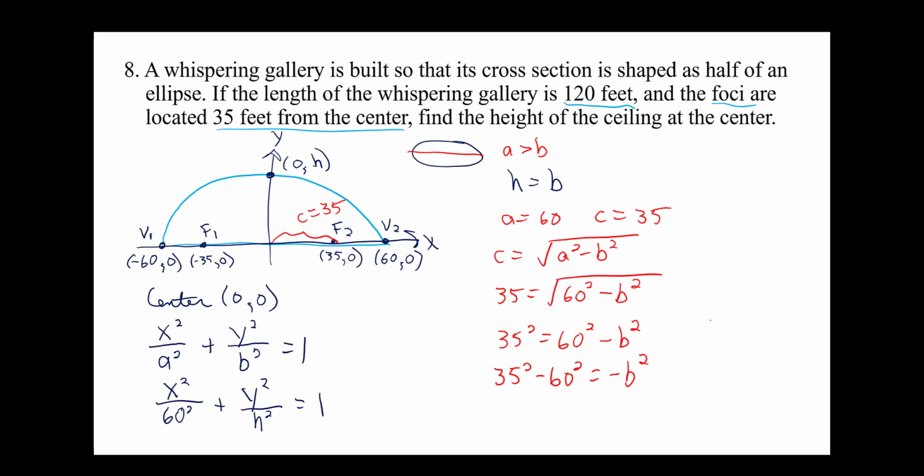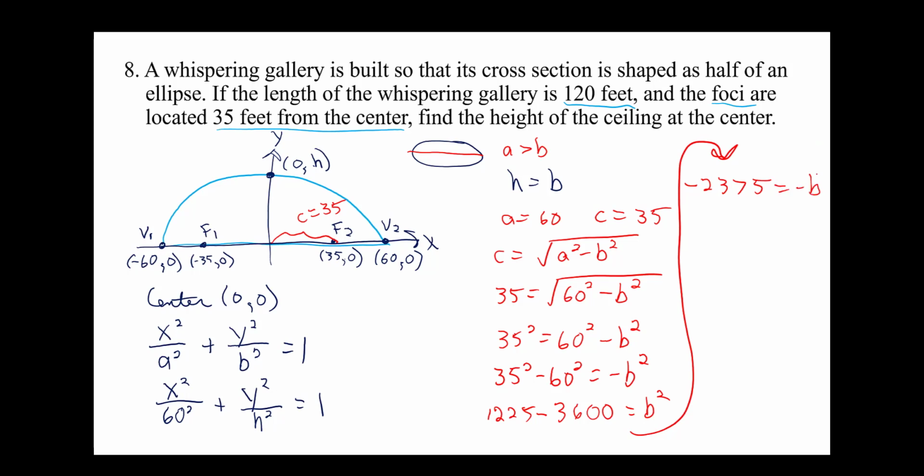So what would that give us? Let's see if 35 squared minus 60 squared. This would be 1,225 minus 3,600, from which we get negative 2,375 equals negative B squared. B squared would be positive 2,375. And if we plug that in a calculator, B is going to be approximately equal to 48.73 feet.